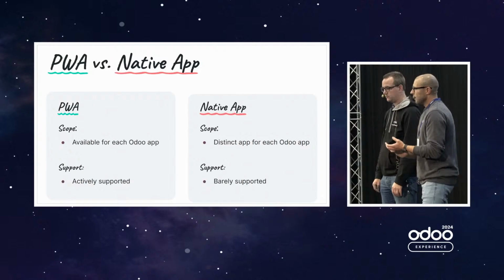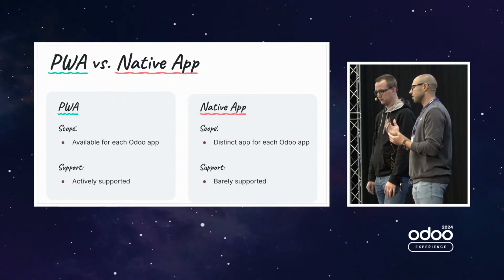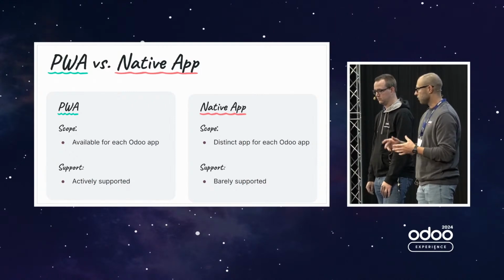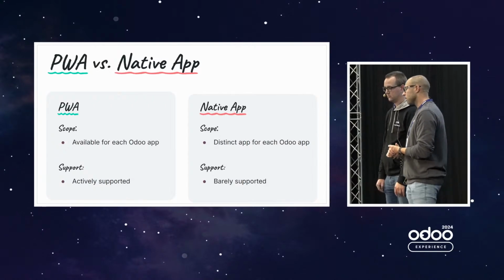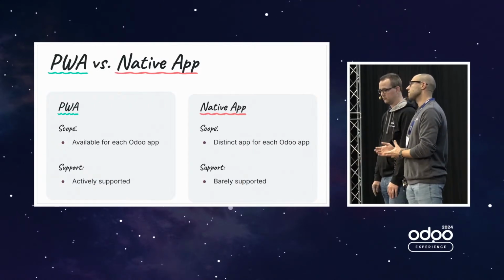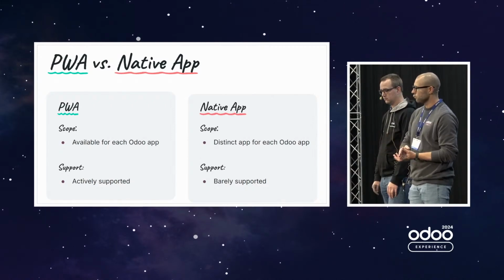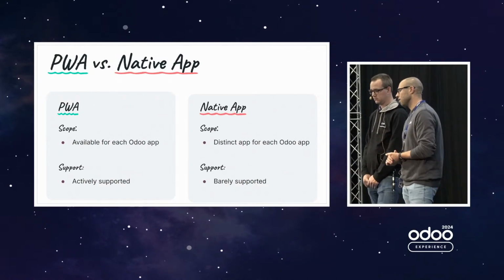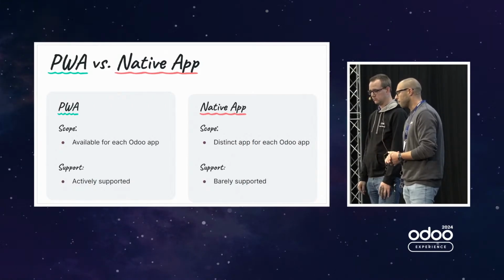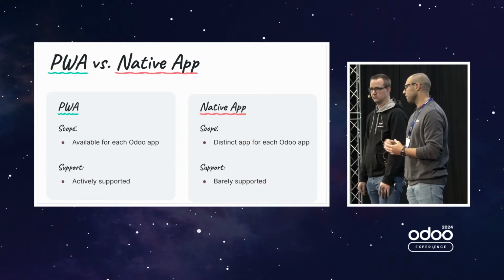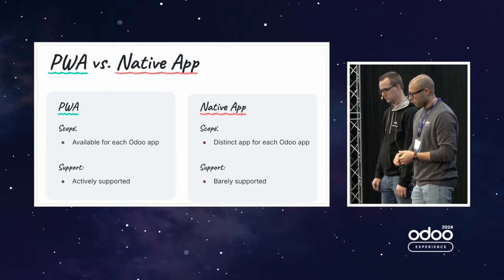The scope. Web applications are available for any Odoo module. Cedric will tell everything about that later in this presentation. For native applications, the issue with the scope is that we will need a distinct application for each module of Odoo and for each app store. This makes it much bigger and harder to develop and to have a distinct application in the App Store.